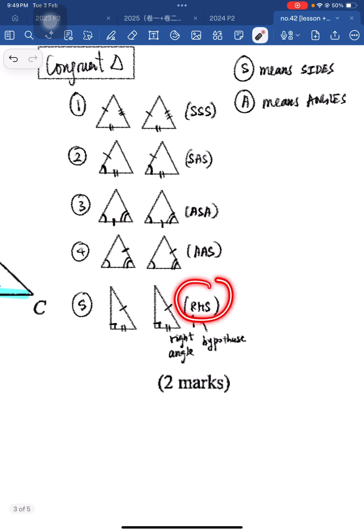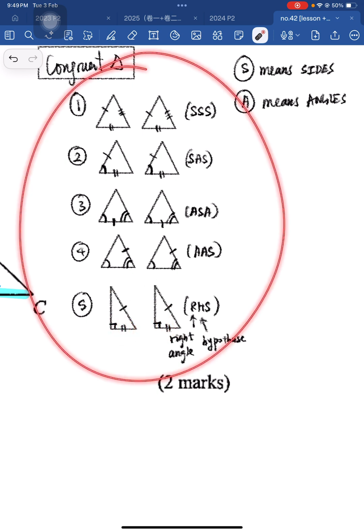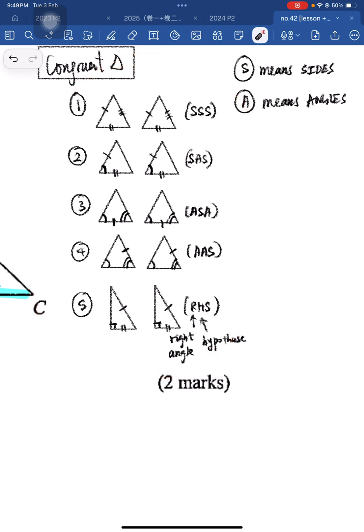And RHS is a special case. The R represents the right angle here, so first we need to have a right angle. Then H represents the hypotenuse, which is the side opposite the right angle. Then we just need to have either pair of sides, it doesn't matter. So that's the 5 different reasons for proving congruent triangles.